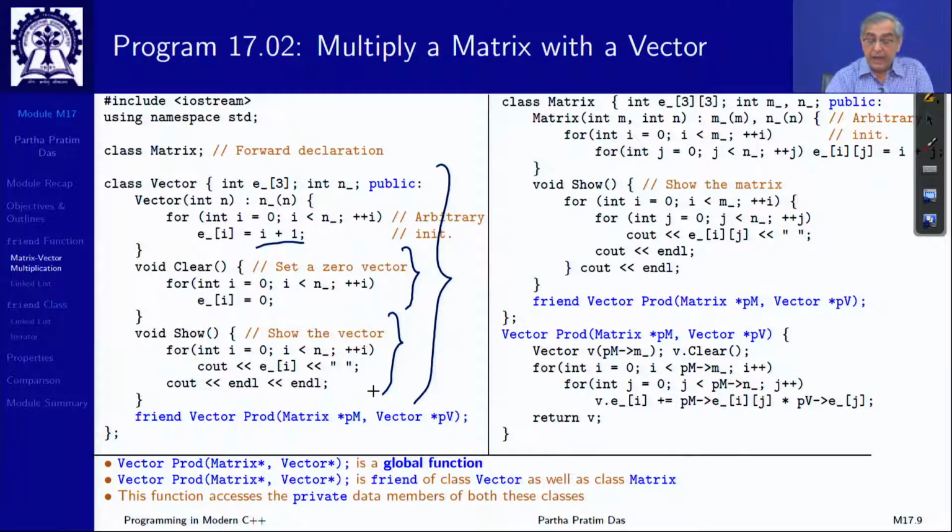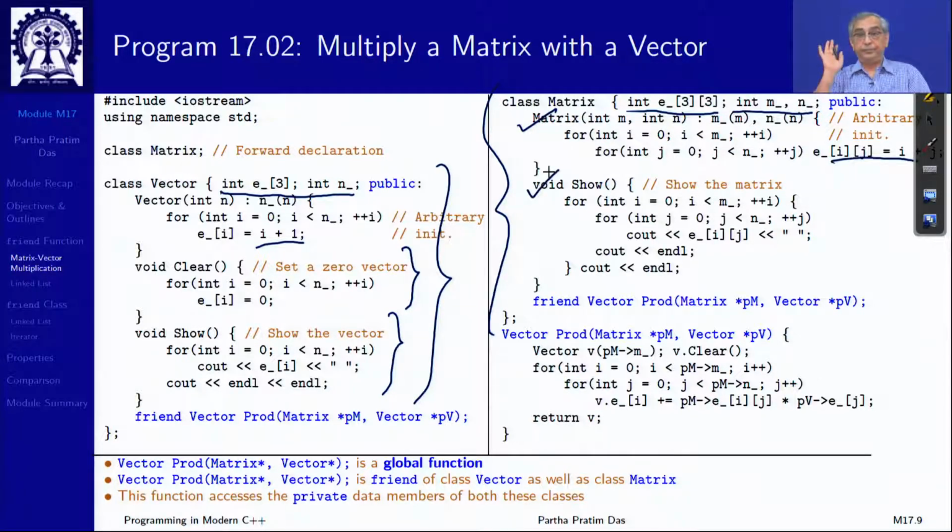And I have a matrix class which, obviously like the vector, has private members, which are the vector array and the size. I am not using the vector component of STL, just giving you a simple example with an array. Similarly, in matrix I have a 2-dimensional array and the 2 dimensions m and n. I have a constructor which does arbitrary initialization here. I have a function to show, that is, display what is there in the matrix.